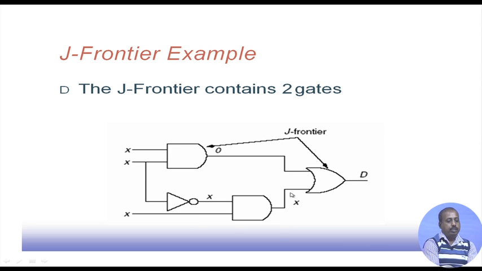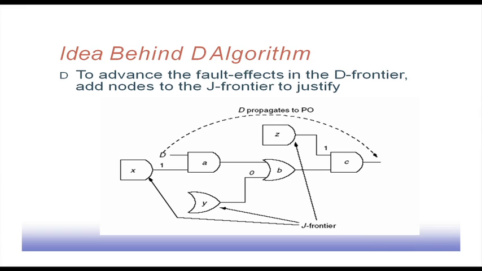So what is required is to set this x to some value, so that the output becomes D. So in this particular case, this x should be set to D, that is true. So these are the J frontier. So we have got two things, one is the D frontier, another is the J frontier. So what is the D algorithm? The D algorithm will try to advance fault effects in the D frontier.